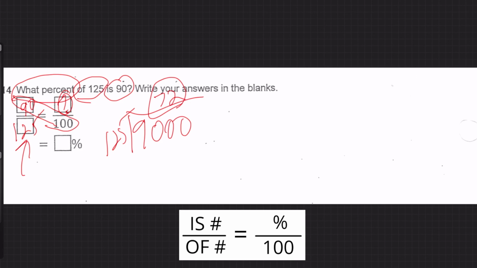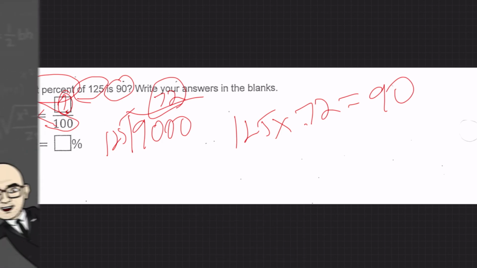We can even check our answer. We can take our whole, which is 125, and times it by the percent, which is 0.72. That should give us, and it does, 90. 90 is 72% of 125. And that concludes our review today.